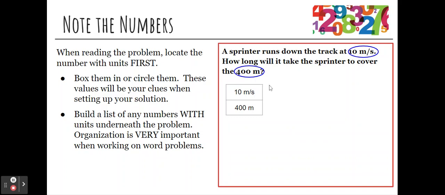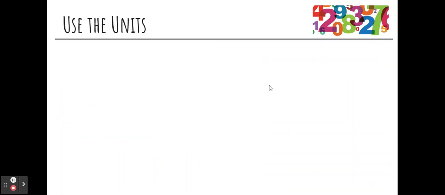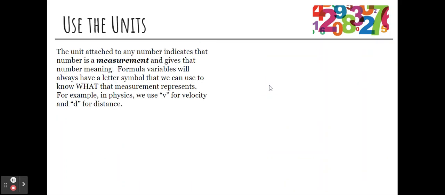Now that I've noted the numbers, I want to use those units. The unit attached to a number tells us what that particular value is measuring. It gives the number meaning. If the number has no unit, then it doesn't really mean anything. I mean, 10 meters is very different than just saying 10. So that number and the unit are what we need.